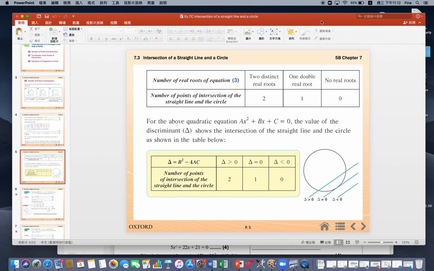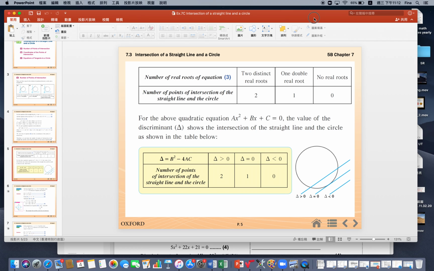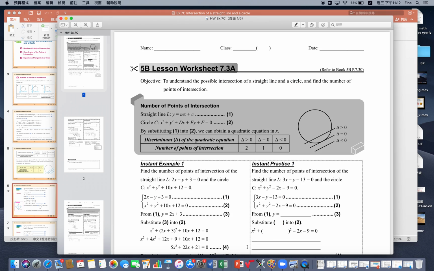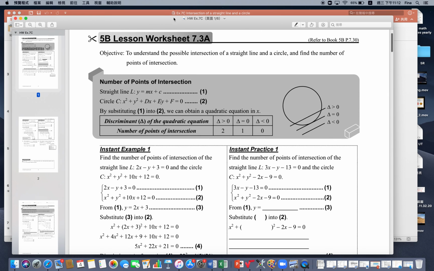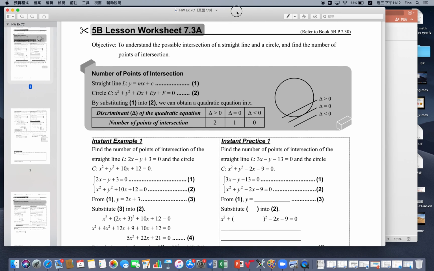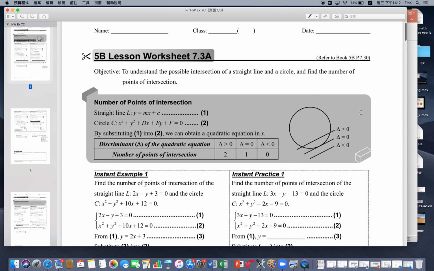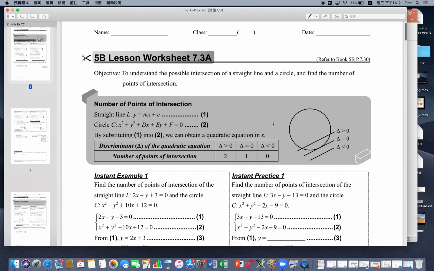So I told you that in this section, I don't want to go through the PowerPoint. Then let's look at your lesson worksheet here. This is your homework. You have to finish it. In the lesson worksheet, you can also see the summary about the situation of the intersection of a straight line and the circle.